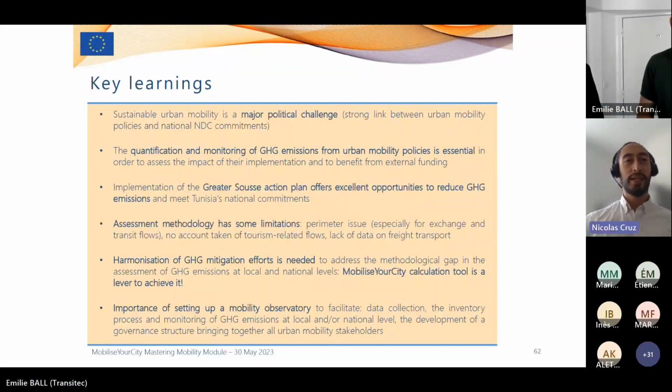Thank you, Julien and Emily. I think it was very interesting, the work that you did in Sousse, also considering all the different elements that were under the MobiliseYourCity umbrella, the NUMP in Tunisia, the MobiliseYourCity Emissions calculator. So thank you very much for all that work, and also for the interest in collaborating with MobiliseYourCity to accomplish this task. Indeed.